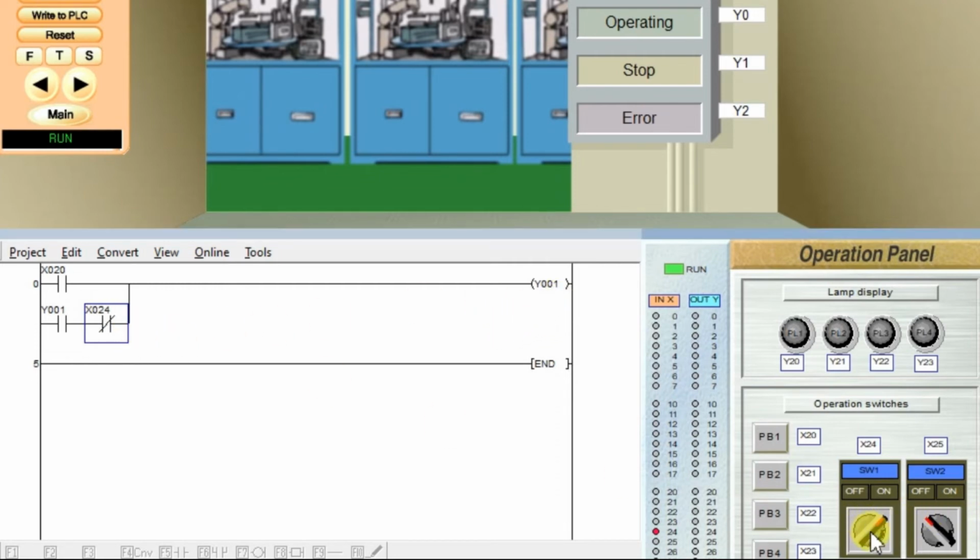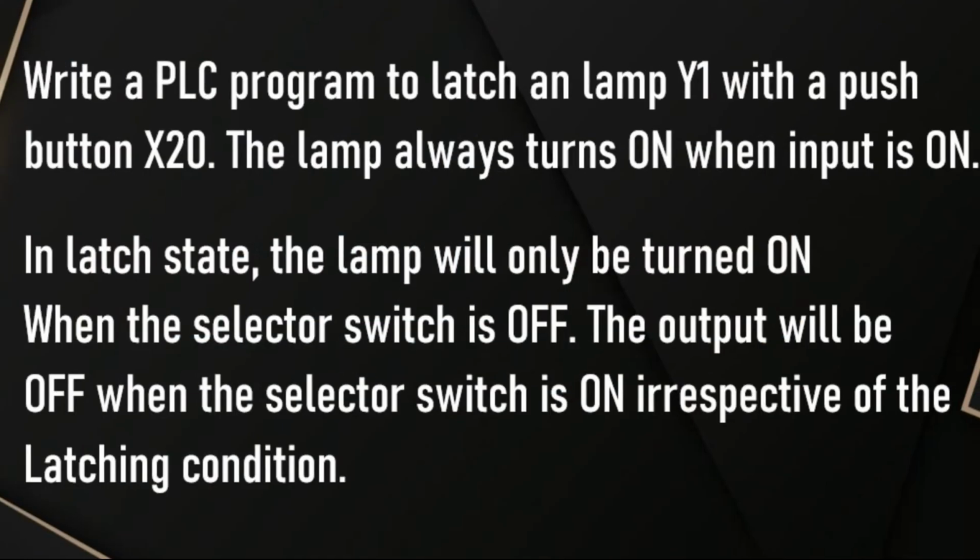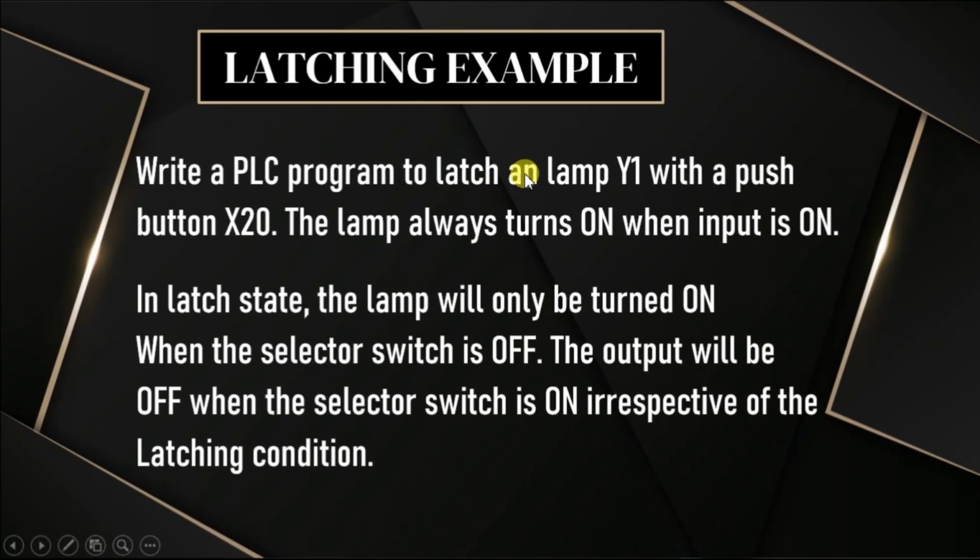Latch will only happen if selector switch 1 is in off state, because the latch is holding. If I break the latch using the selector switch, output will be off. This is the logic given in the problem. Write a PLC program to latch output lamp with a push button. The lamp always turns on when input is on. So irrespective of latch state, if input is on, output is on. It is happening. In latch state, depending upon the status of the selector switch, either the lamp will be in on or off state. I will meet you in the next session.